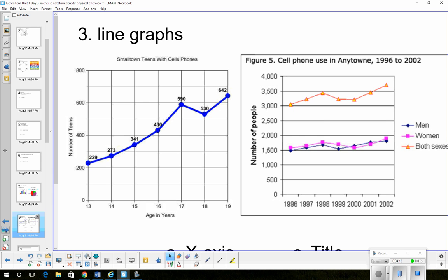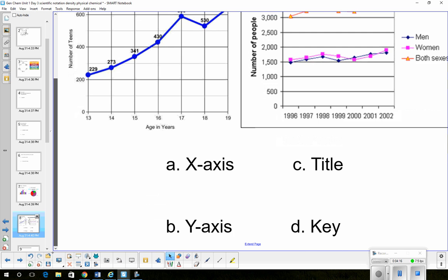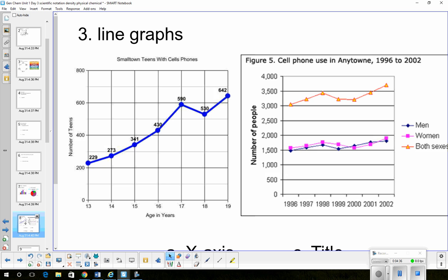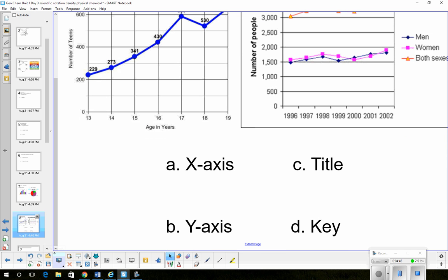Okay, so going down here, when we do a graph, there's some things that we need to talk about. A graph always has to have a title. Okay, you need to tell me what's in that graph. Just like on the other ones on this page right here, where it said, excuse me, what kind of pet do you own? Student grades. It gives me a clue as to what you've graphed. On this one right here, small town teens with cell phones. Cell phone use in any town USA. So I sort of know what I'm going to be looking at. We need to label the x-axis and the y-axis. Got to tell me what you're plotting. Don't just put numbers and assume I know. You guys know what assume means, right?